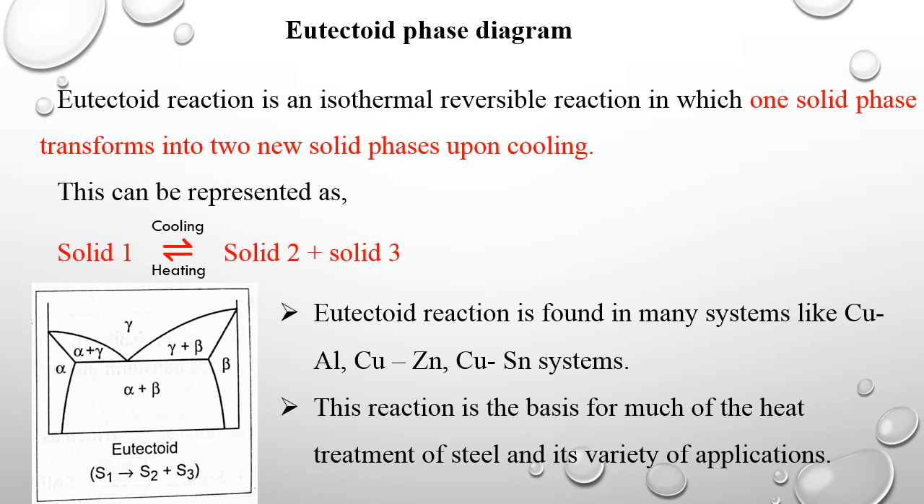The eutectoid phase is similar to the eutectic system. It is an isothermal reversible reaction in which one solid phase transforms into two solid phases upon cooling. That is, solid 1 on cooling, or on heating, is equal to solid 2 plus solid 3.